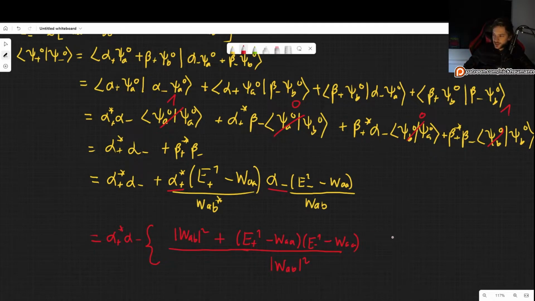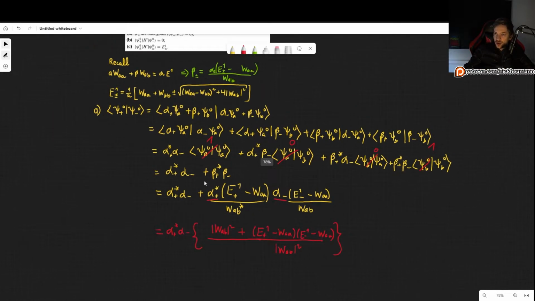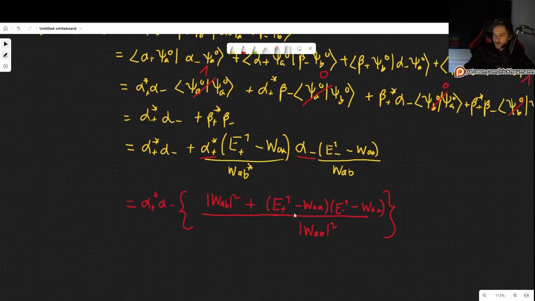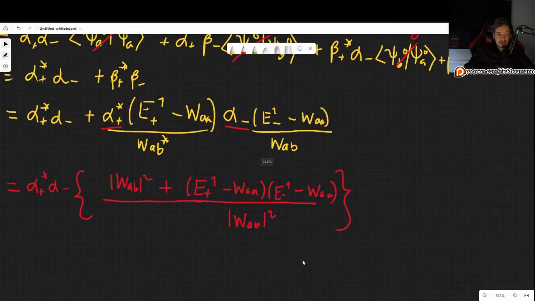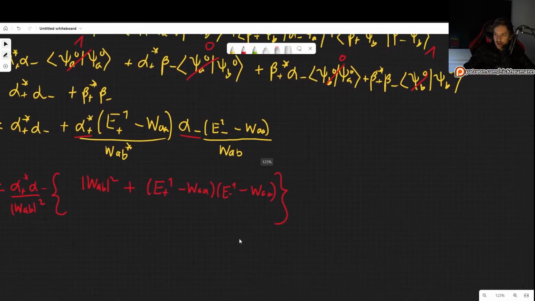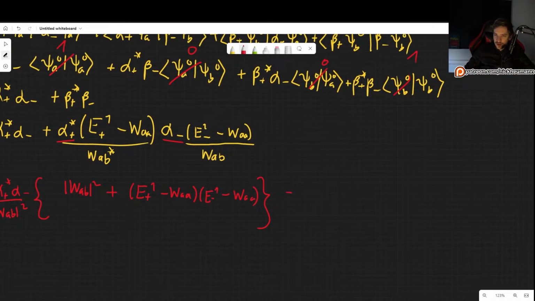So we still want to simplify this further. Now, we know the expressions for the energies, right? So that will come from here. And perhaps this will be able to simplify something. So first of all, we can just take the denominator out, right? There's no need for anything else. So this is WAB conjugate squared. And now let's multiply it through. So this is alpha plus conjugate, alpha minus, modulus of WAB squared. And then we get modulus again.